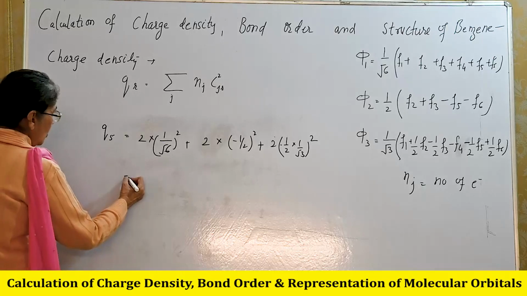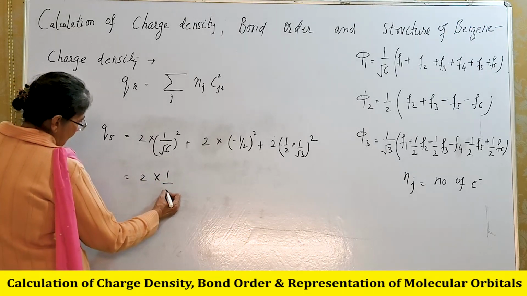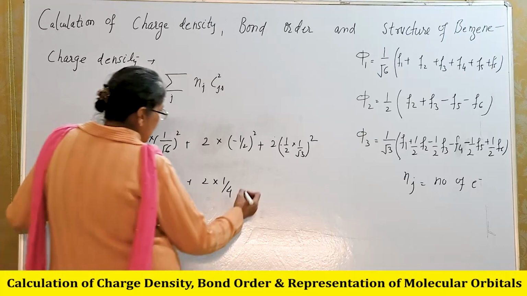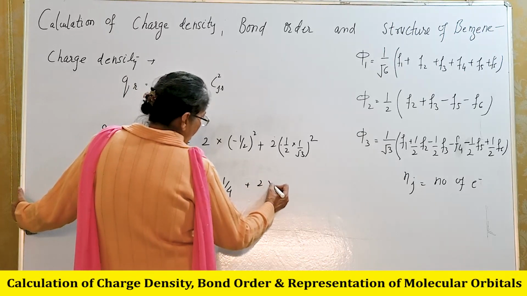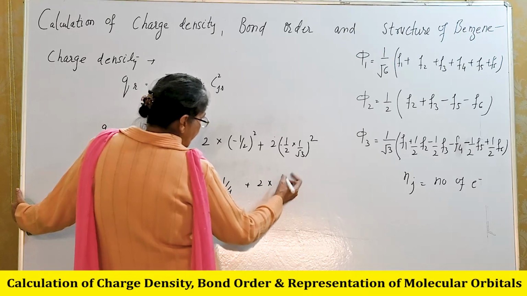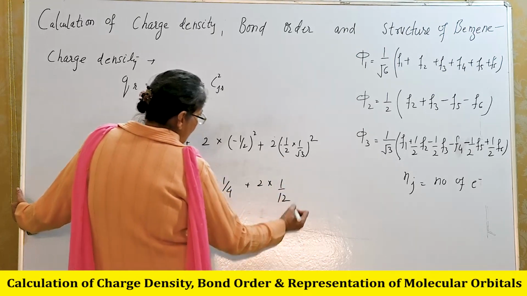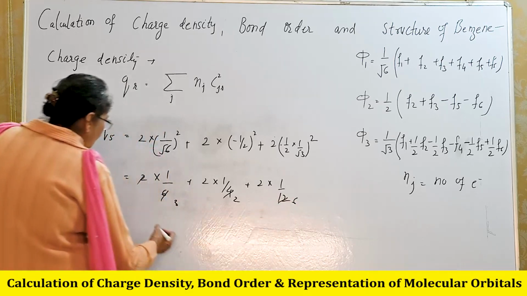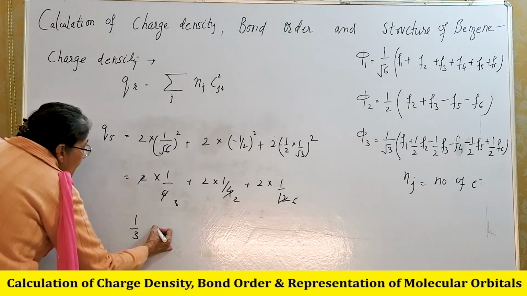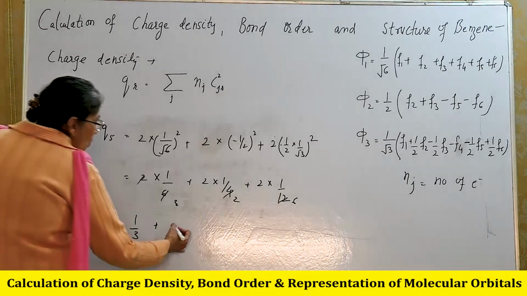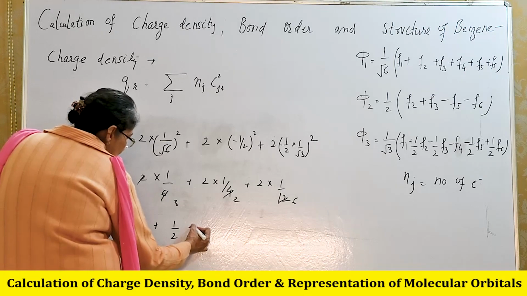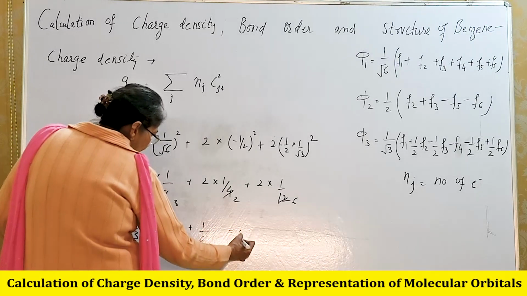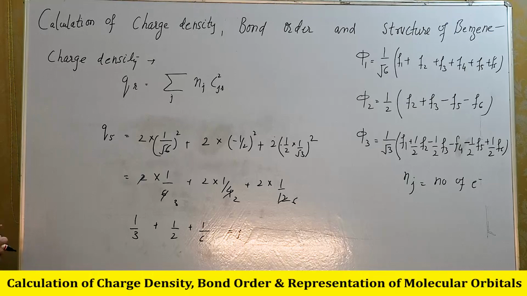Therefore, we get 2 into 1 by 6, plus 2 into 1 by 4, plus 2 into 1 by 12. Therefore, we get 2 3 is 6, 4 and 2 is 6. So we get 1 by 3 plus 1 by 2 plus 1 by 6. So again it is equal to 1.